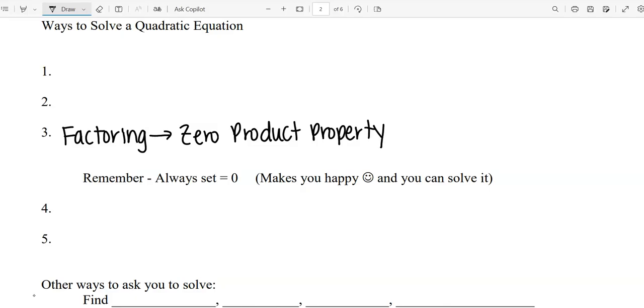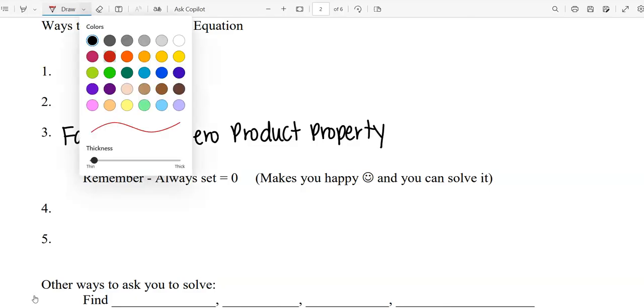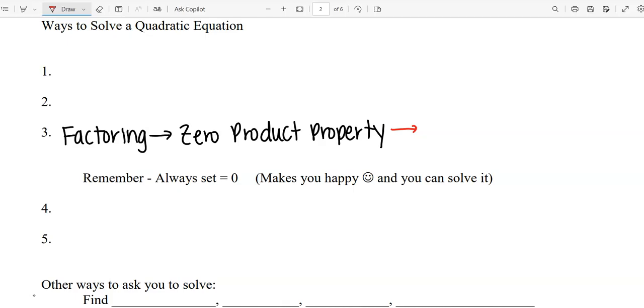What's the downside to factoring? It can sometimes be time consuming. What else? It's not always factorable. So it doesn't always work. The upside is that if it's nicely factorable, it'll take you a very short amount of time, right? So if it's nice, it shouldn't take you that much time. It is quick when it does work, but it doesn't always work. Not everything is factorable.